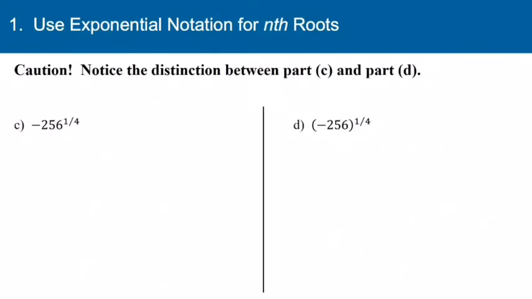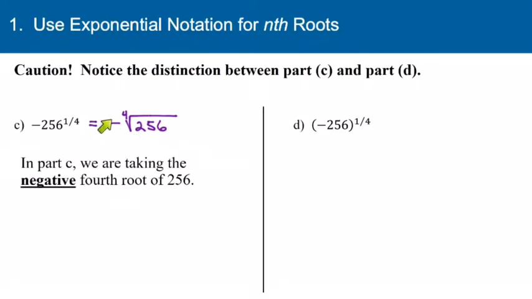Now let's go back and look again at the difference between part C and part D, because we touched on it, but we need to really make sure we understand this. So I'm going to hit this one more time. Notice that the only difference between these two is that in part C we do not have parentheses and in part D we do. So in part C, the exponent is affecting the 256, but the negative is not affected by the exponent. So when we write this in radical form, the negative stays out front, and the 256 is what goes under the radical.